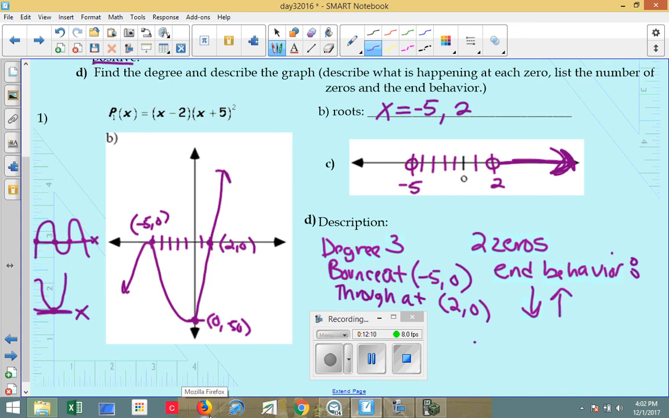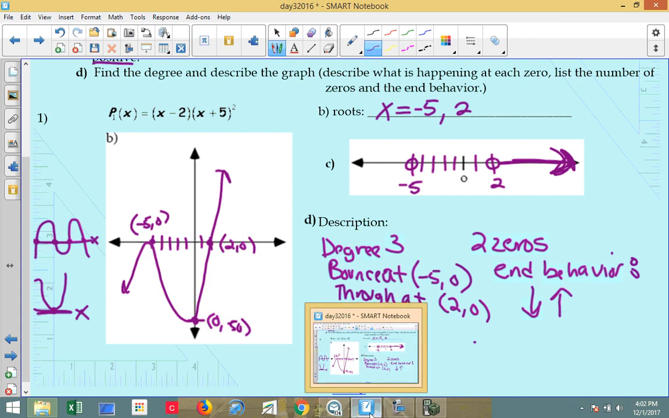It could be down, up like this one, could be up, up if both ends were pointing up, could be down, down if both arrows are pointing down, could be up, down if the one on the left is pointing up and the one on the right is pointing down. So that's what you're going to do. You're going to list each one of those.